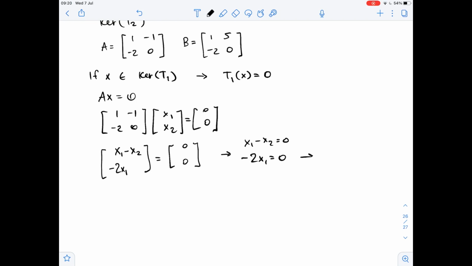From the second equation, we get that x1 equals 0. And from the first equation, if we substitute 0 for x1, we get that x2 also equals 0. Then the kernel of T1 equals [0, 0]. So this is the only vector included in the kernel of T1.